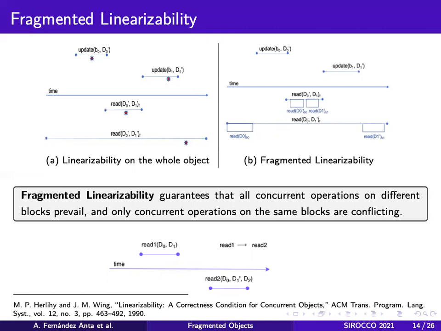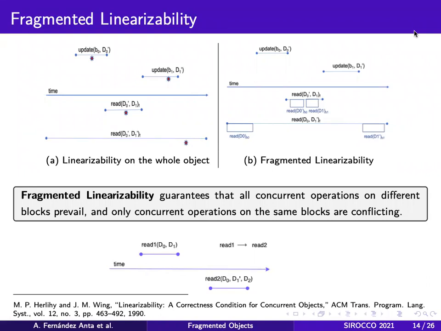So in the second figure, we invoke one operation per block. According to the time ordering of the block read operations, block linearizability is preserved if the first read returns D0 prime and D1, while the second read returns D0 and D1 prime. But this violates the linearizability of the whole object.